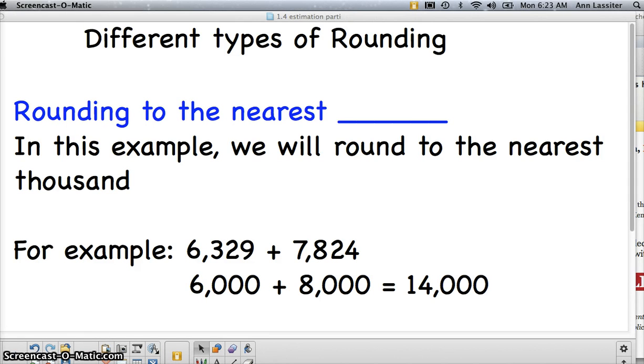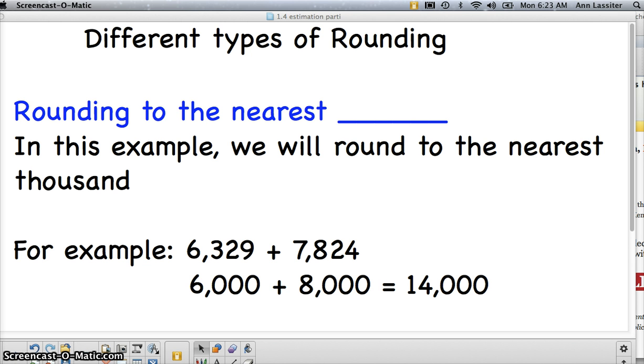I'm here today to talk to you about different types of rounding. The first one I'm just going to hit on very quickly, and that is the one that was most common, and when people talk about rounding to the nearest, and then they state a place value.